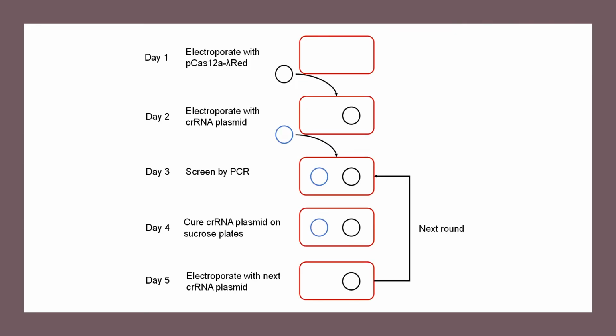So this figure shows the schematic outline of the two-plasmid Cas12a mediated genome editing that they used in Pseudomonas aeruginosa, and they broke it down in how many days it took to construct it and then what they did on each of those days.